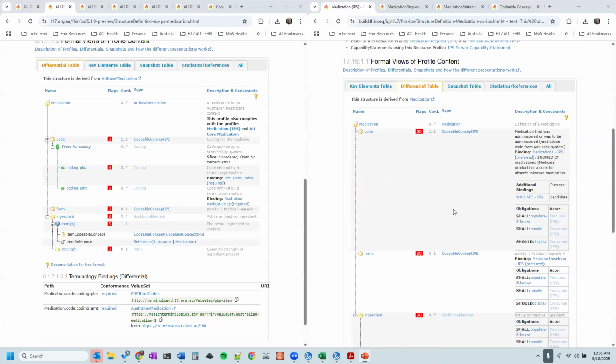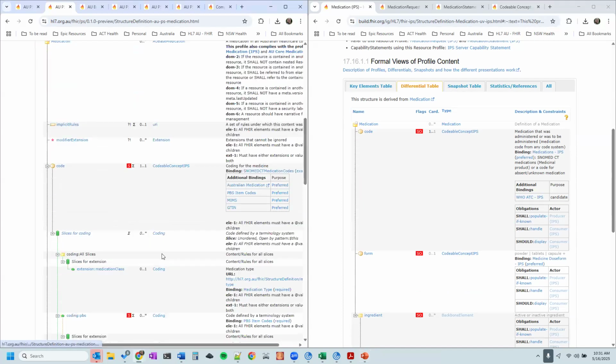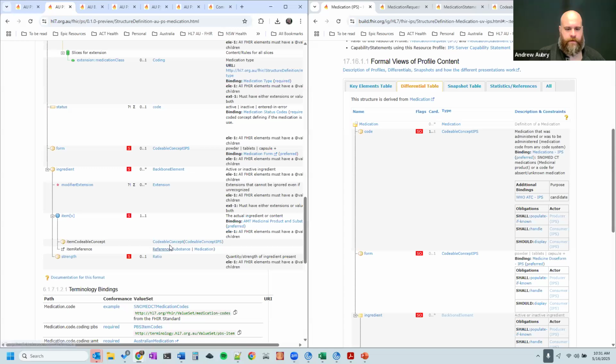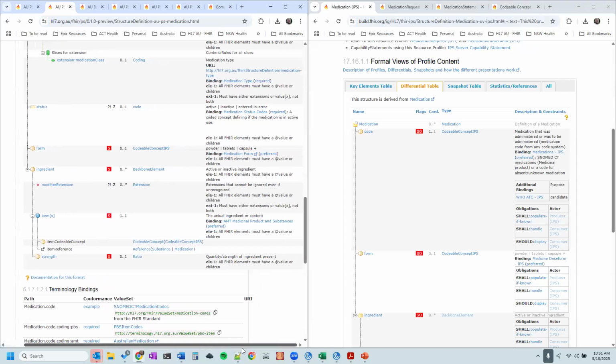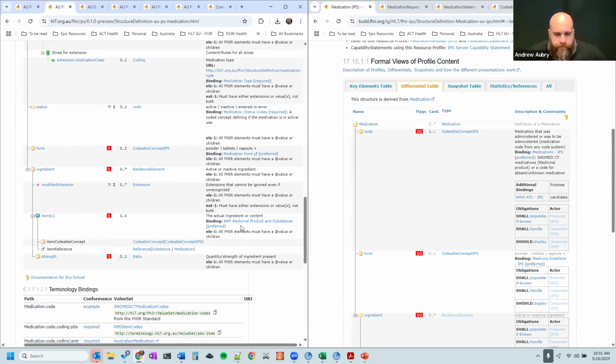Gotcha. So sorry, apologies. We're talking about the item codable concept, which is currently an AMT medicinal product and substances. Yeah. Which will overlap with the IPS, like Keith said. Got it. Oh, hang on. That's medicinal product and substances.